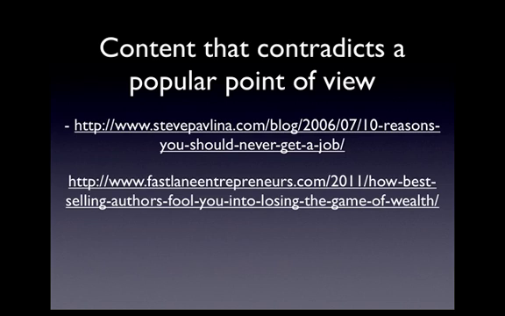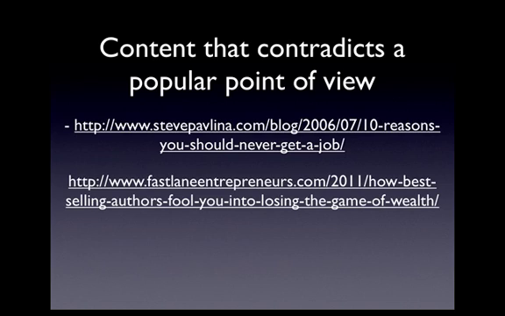Pillar number 4 is content that contradicts a popular point of view. So if there's a popularly held notion, creating content that directly contradicts that notion is going to be a very good way to cause some controversy and get a lot of attention, even if you're very unknown. So for some examples of this, one is Steve Pavlina's article, 10 Reasons You Should Never Get a Job. This is his most popular article on his website, and he has a very popular personal development blog. As you can see, it was written in 2006, and it still remains the most popular article on the site.